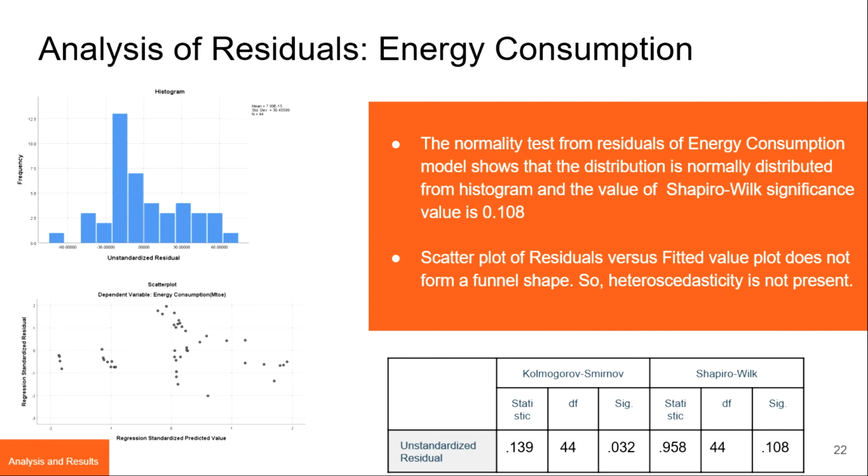From the analysis of residuals for energy consumption, the Shapiro-Wilk significance value is 0.108, which shows that the distribution is normal. And from the scatter plot, there is no funnel shape, so heteroscedasticity is not present here as well.